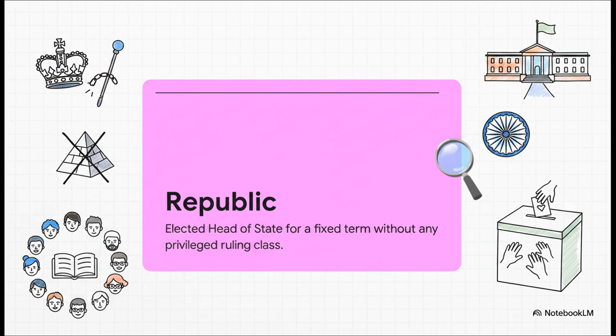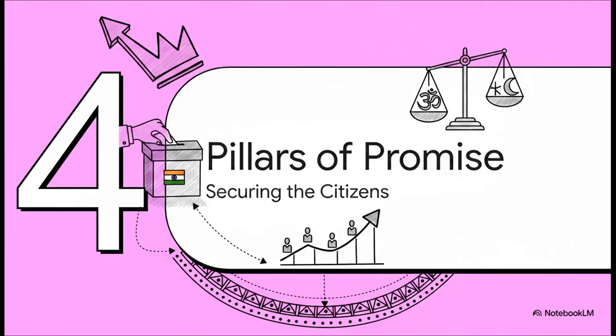In a republic, there is no hereditary ruler. There's no privileged ruling class. The head of state, which in India's case is the president, is elected for a fixed term. And the beautiful part? Any citizen of India, regardless of who they are, can contest for that highest office without any discrimination. Let's move to and see how this builds in Section 4, the 4 pillars of promise.